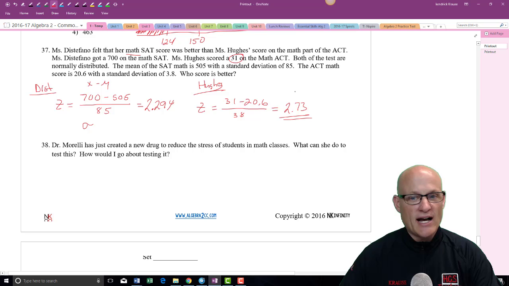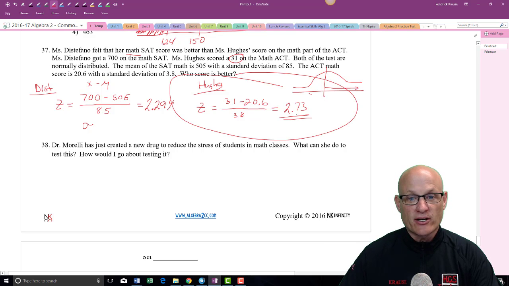Because her z-score is higher, remember, z-score is how far away you are from the mean. So the further away I am, the better I did. So Miss Hughes did better because her z-score is higher.